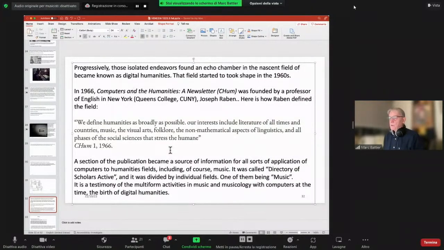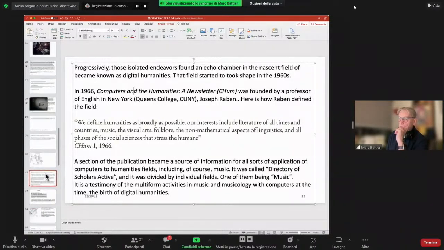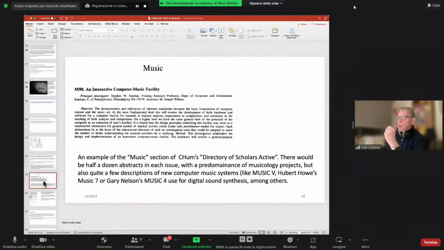It was called Directory of Scholars Active, and it was divided by individual fields, one of them being music. It is a testimony of the multiform activities in music and musicology with computers at the time, the birth of digital humanities. This is an example from that newsletter. There are plenty. Usually you have between 3 to 5 or 6 abstracts about music in each issue.